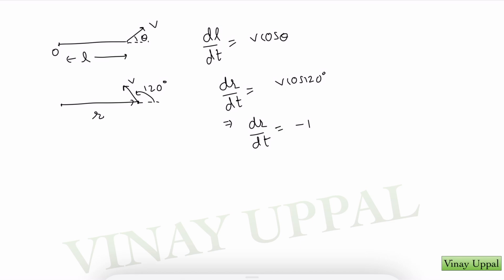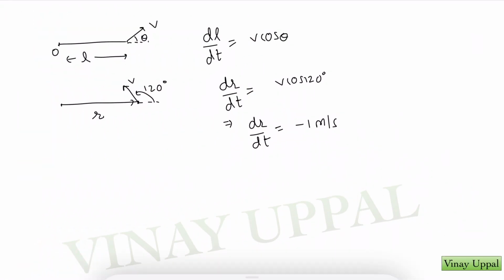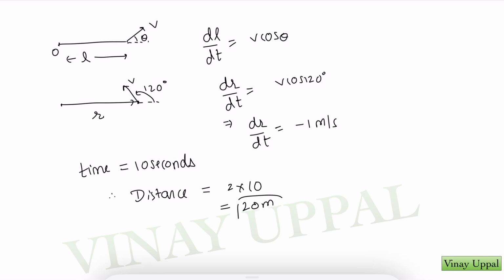Okay, so you can see that dr by dt is a constant value. So basically this length is decreasing at a rate of 1 meter per second. Initially, the question gave us the length as 10 meters. So if it's decreasing at the rate of 1 meter per second, how much time will the length take to go from 10 to 0? That will be 10 seconds. So the time taken would be 10 seconds. And therefore the distance traveled would be speed into time, so 2 into 10, which would be 20 meters. So the particle is going to travel 20 meters along that spiral path until it reaches the point O.